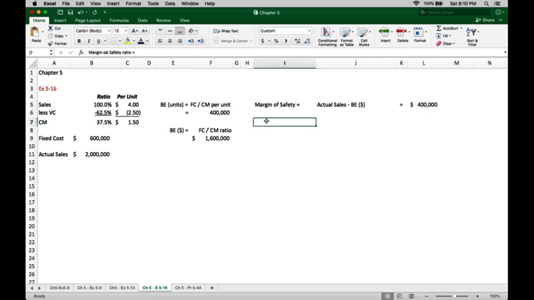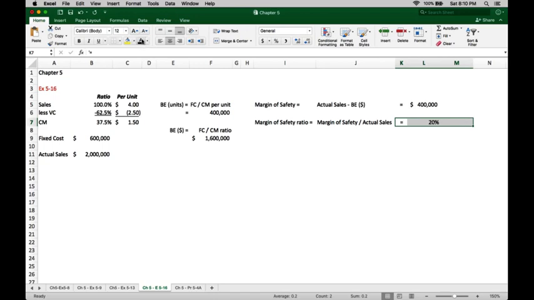Now the same thing if I had to express it as a ratio. I would calculate this as margin of safety, which I just calculated in the previous step, divided by actual sales. So 400,000 divided by the $2 million in actual sales tells me that my margin of safety ratio is 20%. I have a 20% ratio. If I drop by 20%, I'm still okay, as in I don't suffer a loss. Anything below that, I'm going to start going into the red and I'm going to have a loss.